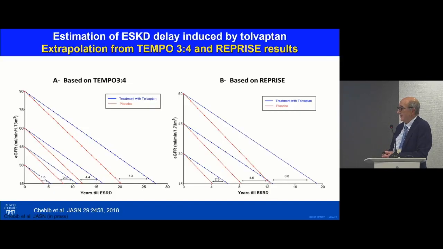Now, using the data from TEMPO 3-4 and from Reprise to extrapolate what the benefit would be long-term, both studies suggest that if you start treatment early in the disease, probably you can get extension of the life of the kidneys for about 6 to 7 years. And this benefit goes down when you start the treatment later in the course of the disease, and gets to be quite small when the treatment starts at a GFR below 30.